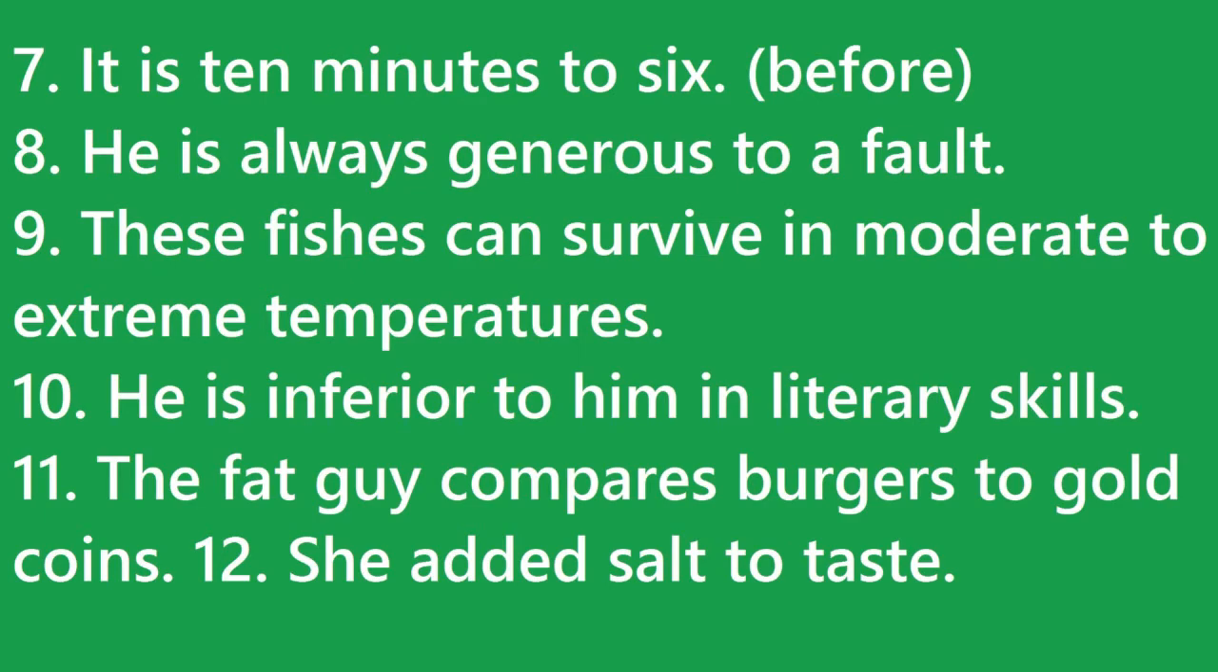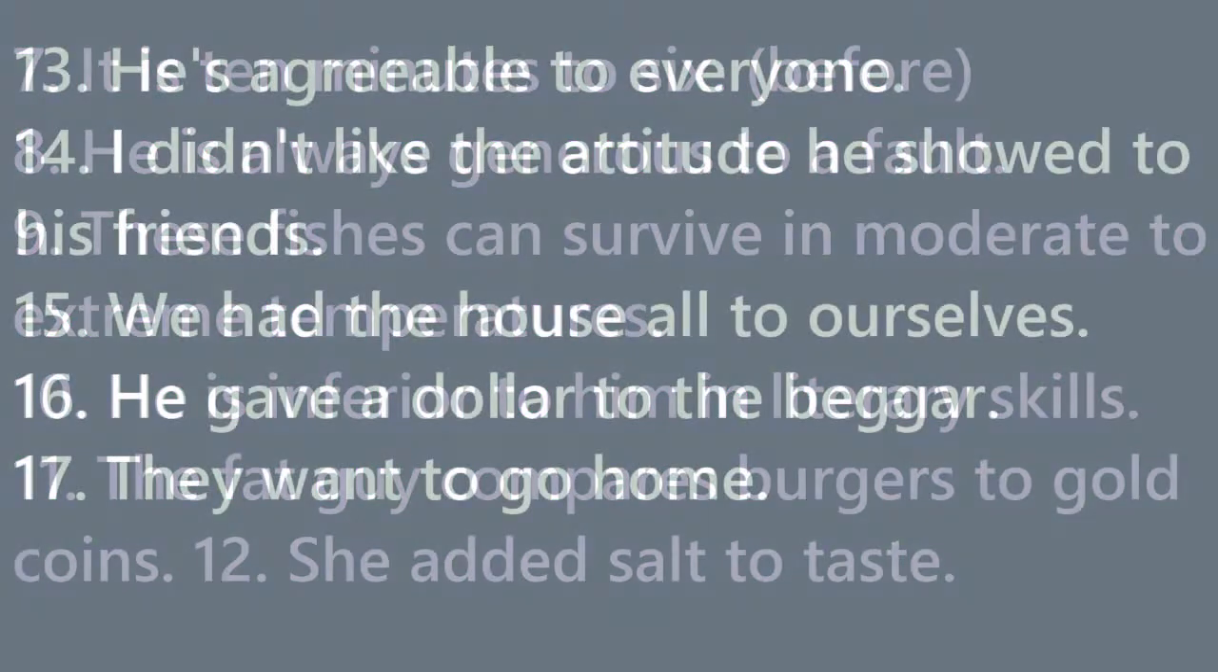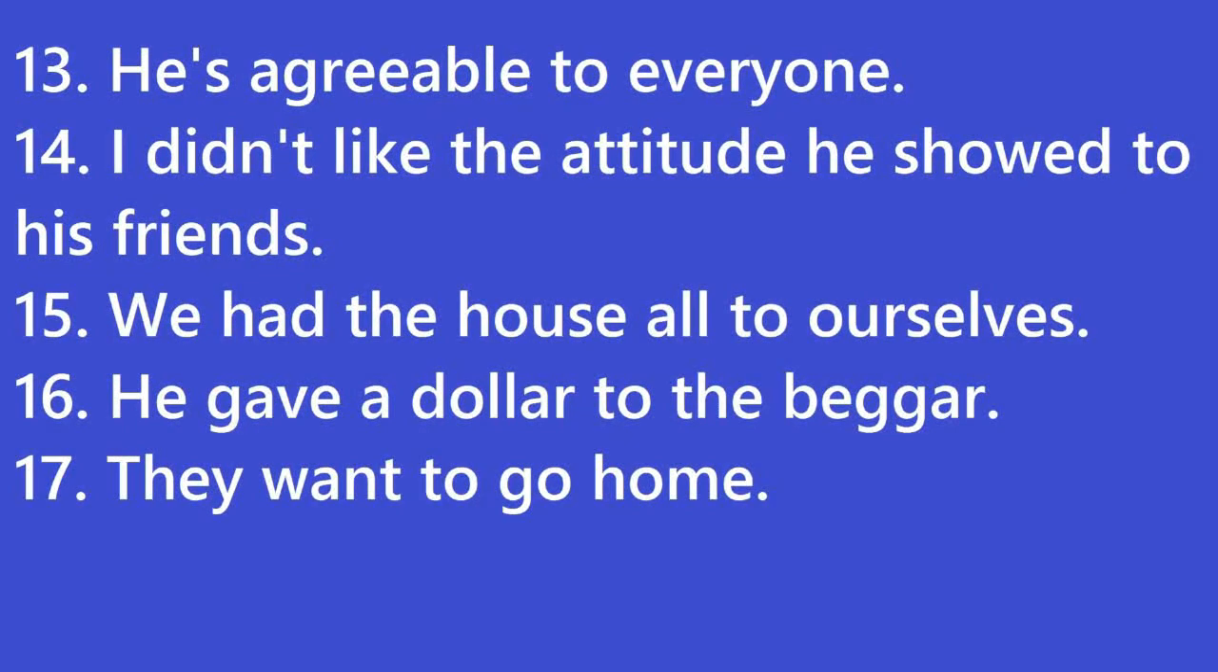Now we have even more uses of to. He is agreeable to everyone, tells you someone's nature. I didn't like the attitude he showed to his friends. We had the house all to ourselves. You can also use the preposition by here: we had the house all by ourselves. So it tells you to what extent something is available to you.